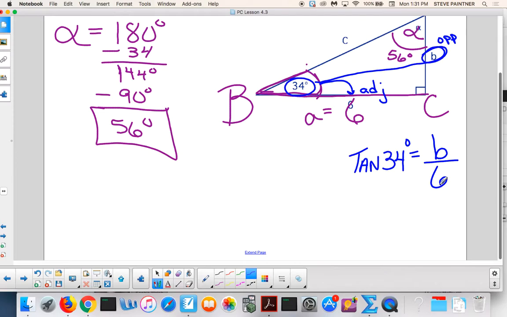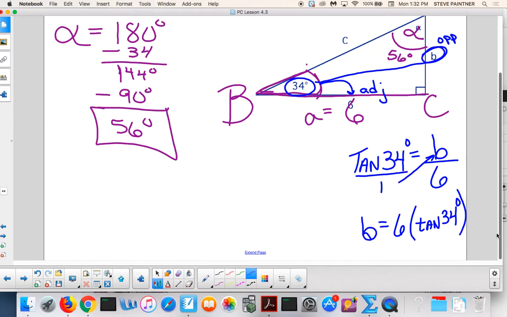How do you solve? Multiply by 6. Multiply both sides by 6, or think of it as a proportion. This is the way I do it. Cross multiply your proportions. 1 times B is B, 6 times tangent of 34. Please remember, tangent of 34 is just a number. It could be 0.7. I don't know.